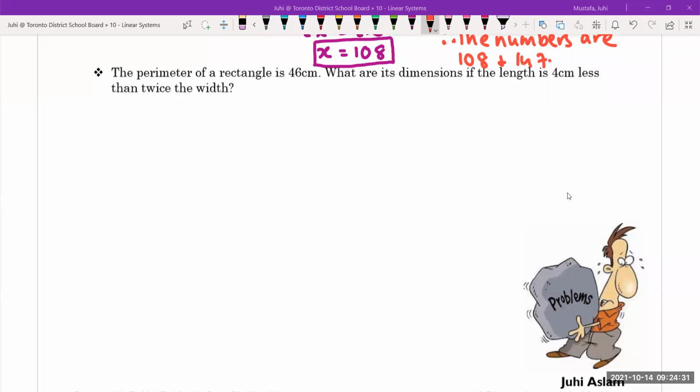Do you guys remember what the perimeter of any shape means? What are we talking about when we say perimeter? Angelique? Yeah, you add up all of the sides of the outside of the shape to get the perimeter.